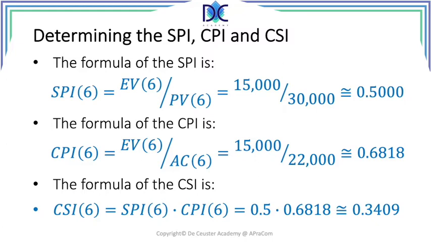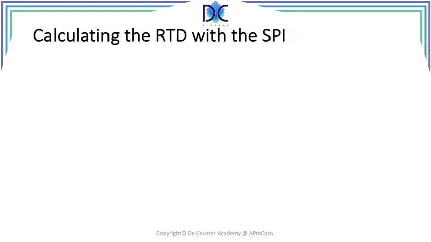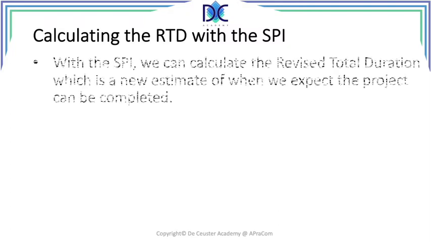Once we have the SPI, it is possible to calculate the revised total duration. And the formula is quite simple.